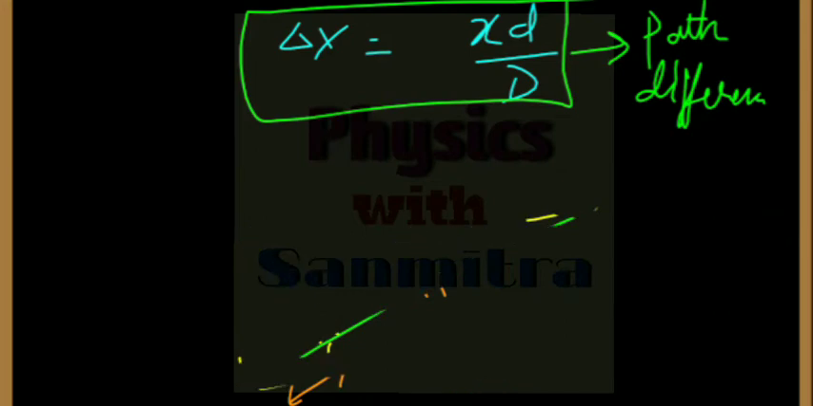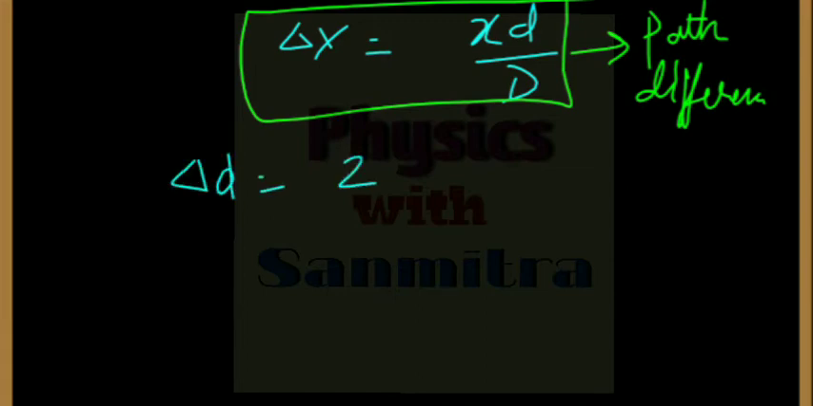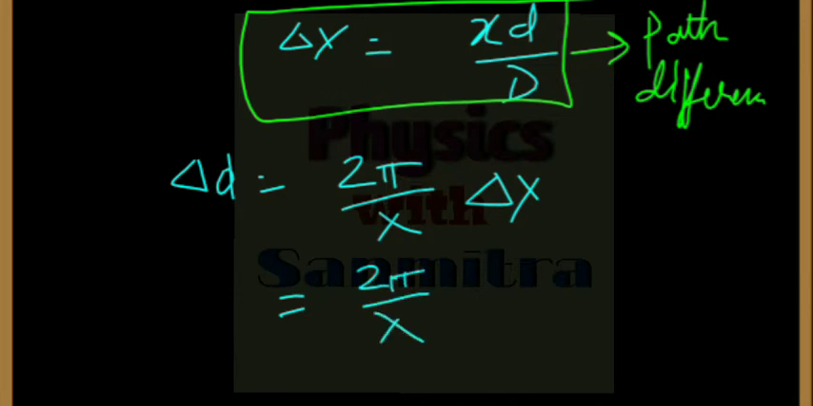Now I will relate path difference with the phase difference. How to relate? Del phi will be, I have already derived this in the previous lecture, 2 pi by lambda into del x. Now what is 2 pi by lambda? 2 pi by lambda into, I can write, x into d by D. Or we can do it directly also if we want to.